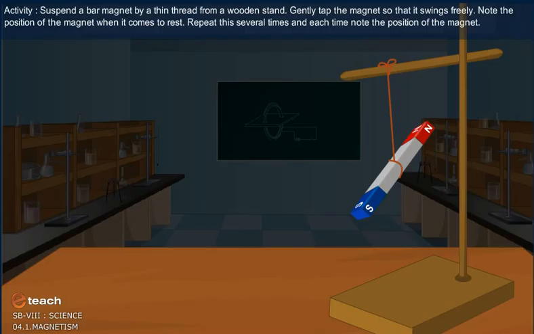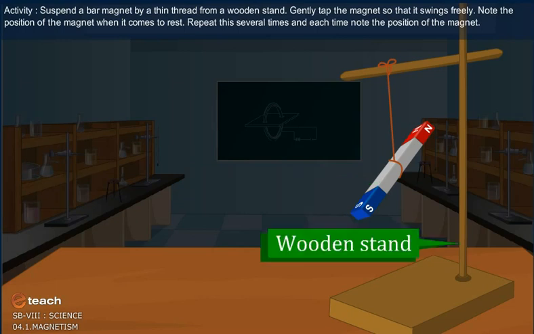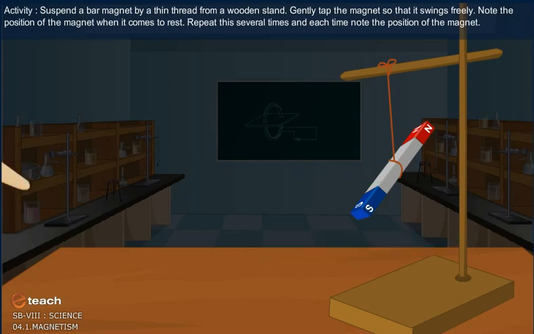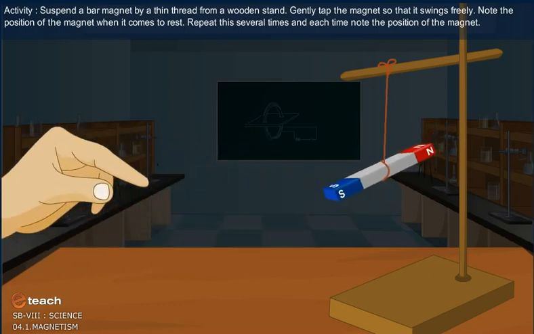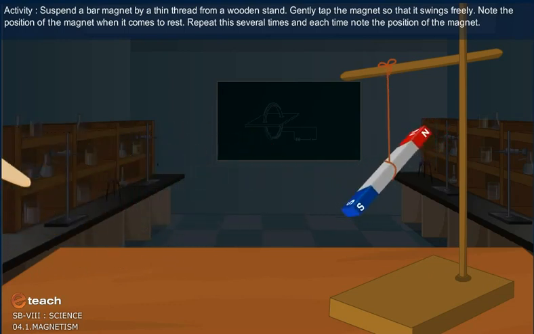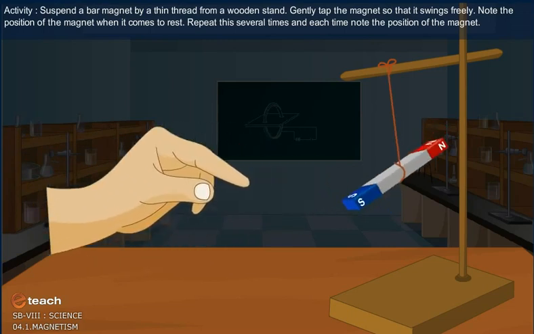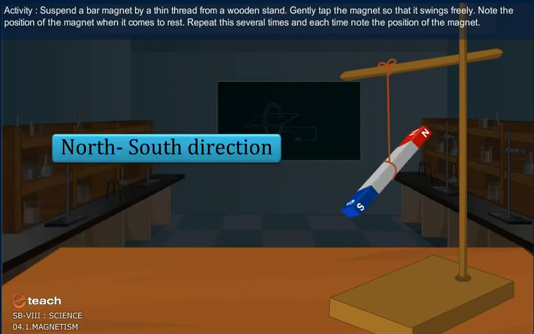Activity: suspend a bar magnet by a thin thread from a wooden stand. Gently tap the magnet so that it swings freely. Note the position of the magnet when it comes to rest. Repeat this several times and each time note the position of the magnet.